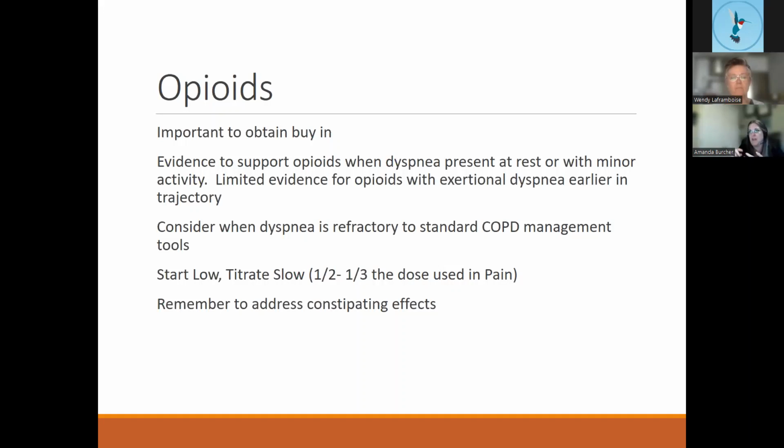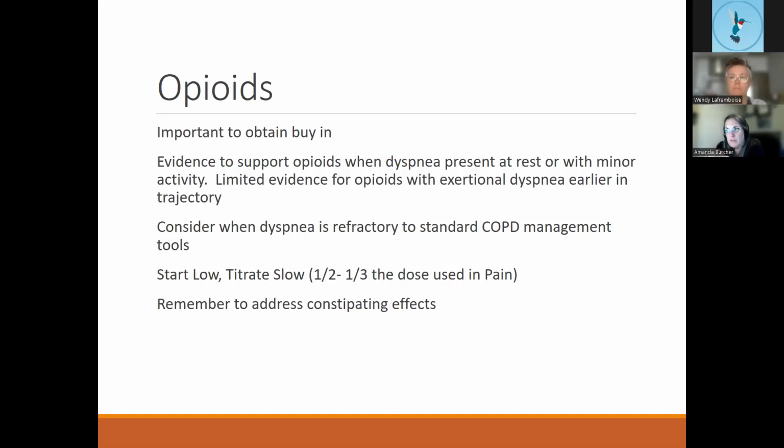So they can be bedbound, chair-bound, and actually live for quite some time. In terms of when do you start an opioid, the evidence suggests that we should think about adding in an opioid in this population when there's dyspnea present with rest or with minor activity. There's really limited evidence of the benefit for dyspnea when dyspnea is only exertional. So if they're not dyspneic at rest, only exerting themselves is causing dyspnea, very often there's not a great role for an opioid.